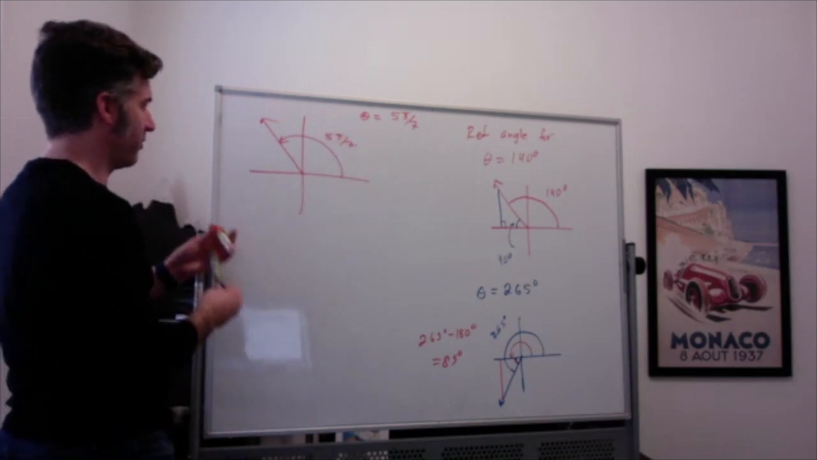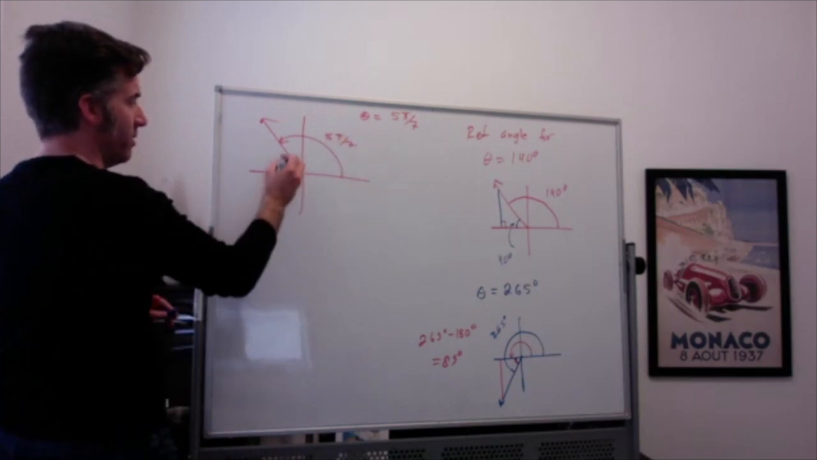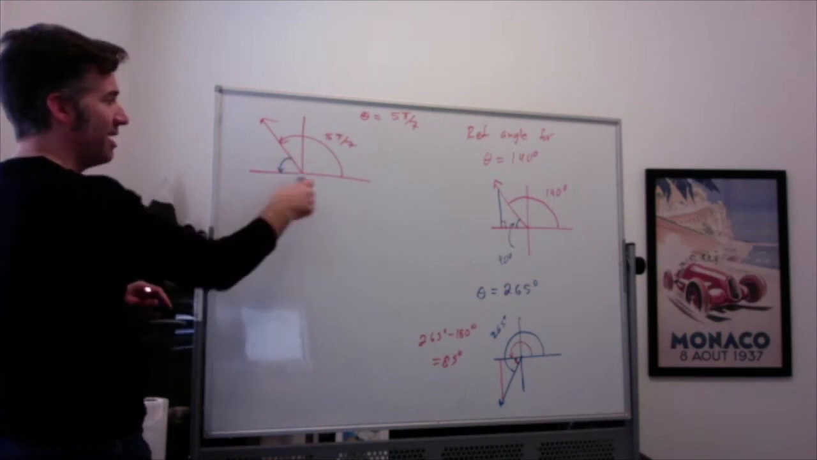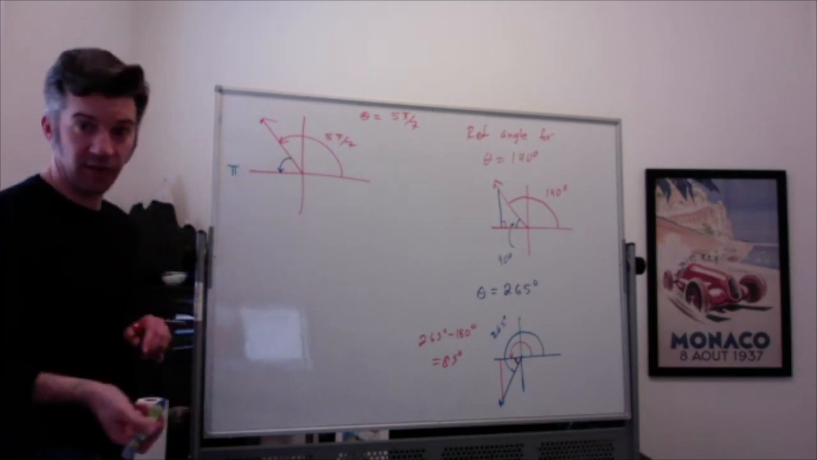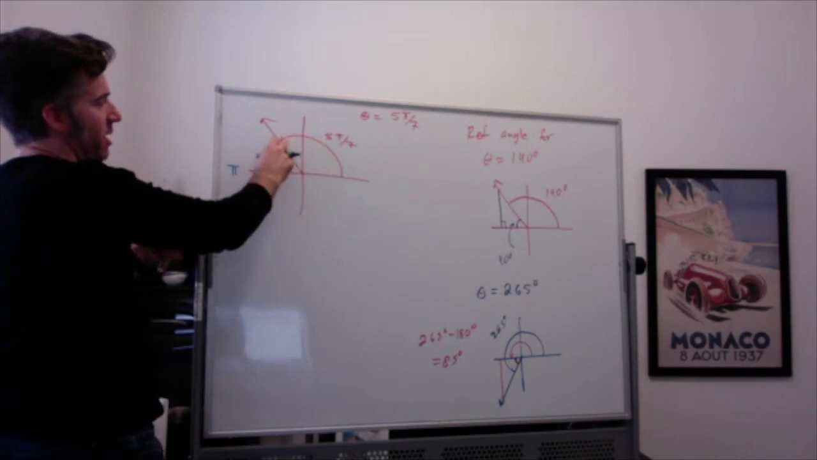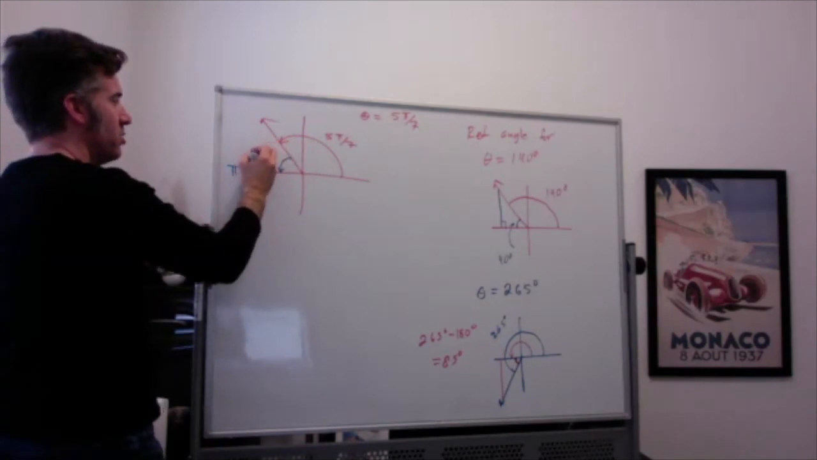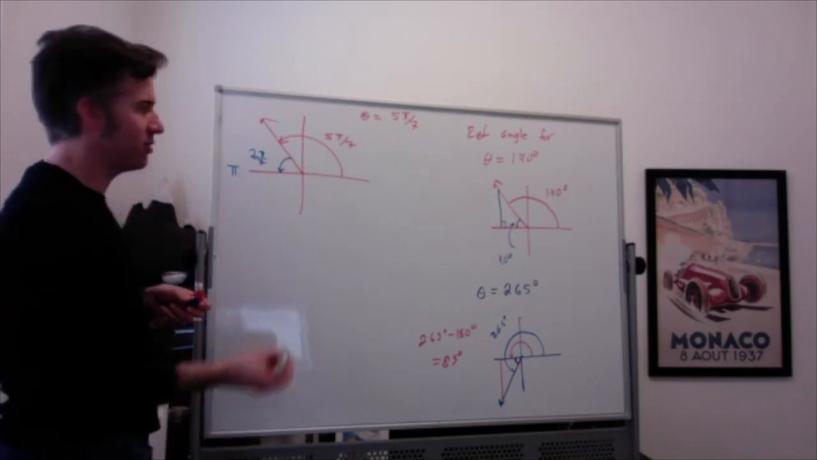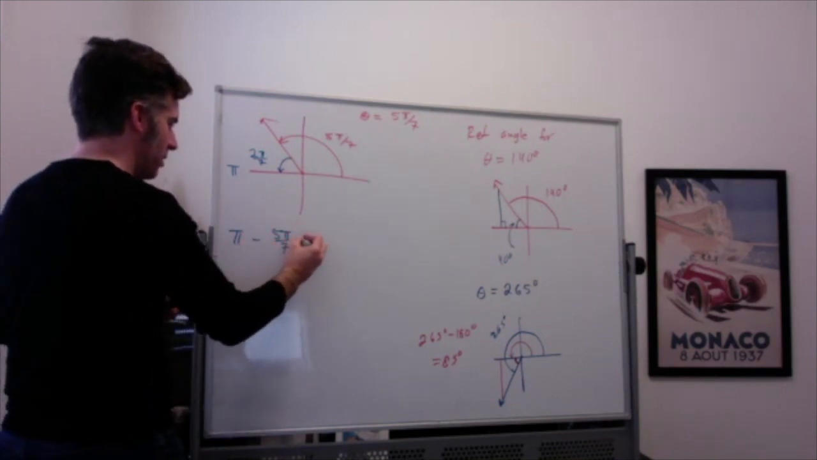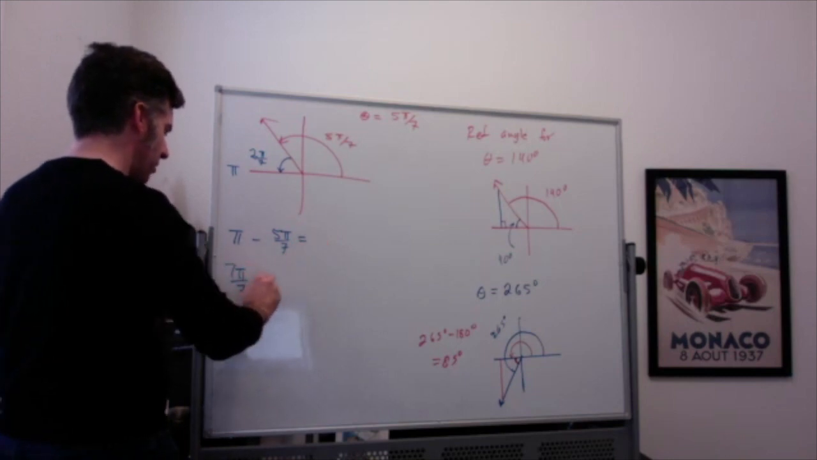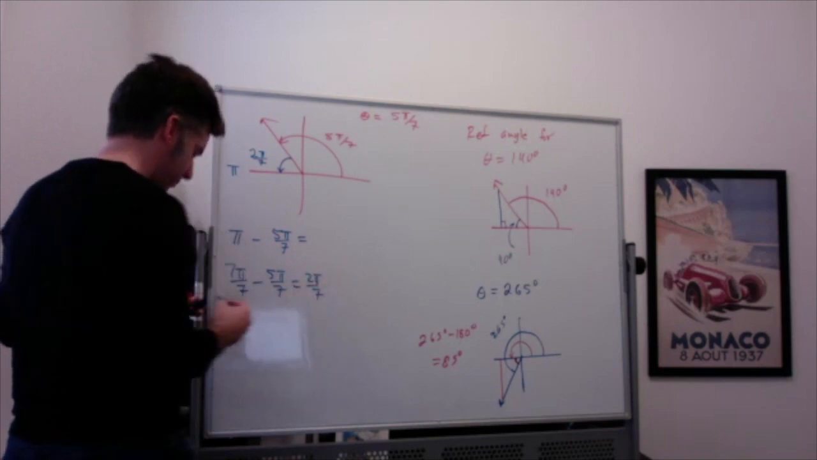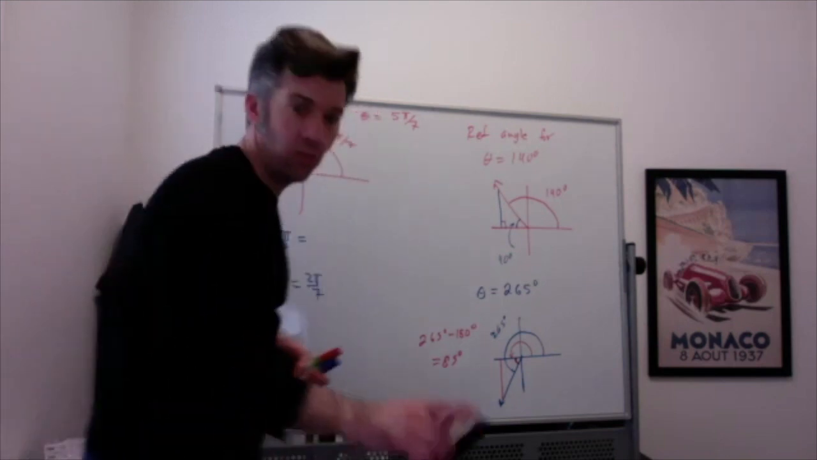So then I'm going to ask myself, what's the leftover bit that gets me to the nearest x-axis? What's that angle there? Well, I know the angle halfway around the circle is pi. So to get from 5 pi over 7 to pi, I need 2 pi over 7. Or you could do the subtraction. Pi minus 5 pi over 7 is 7 pi over 7 minus 5 pi over 7, which is 2 pi over 7. One more example.